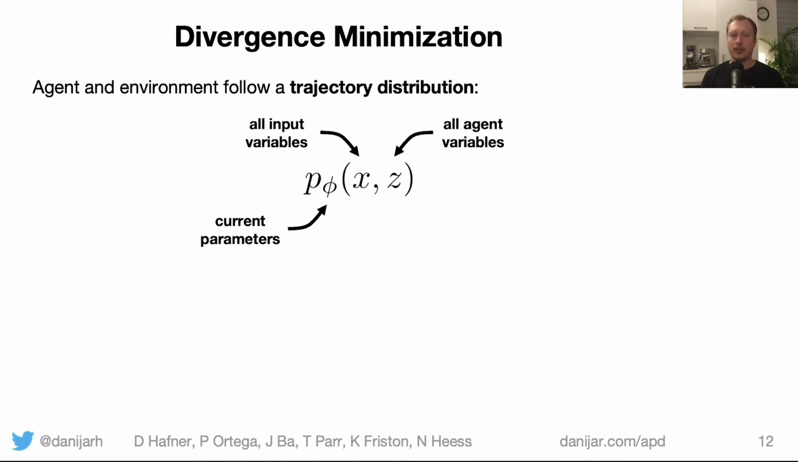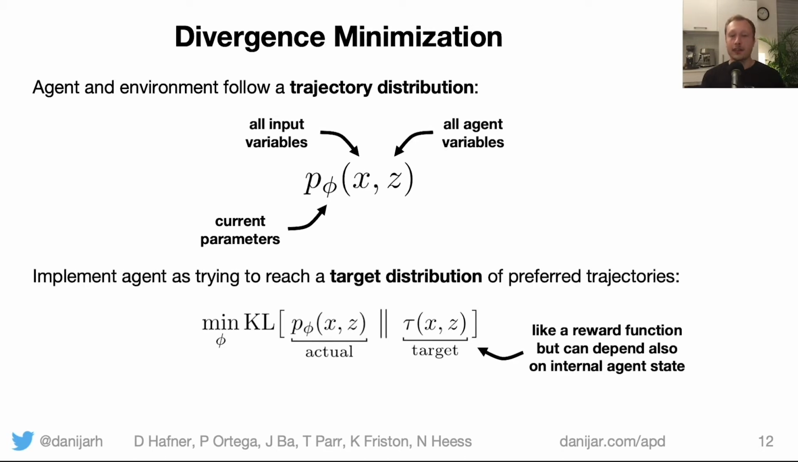In general, we denote the trajectory distribution of an agent as P of x, z, where x is the lifetime trajectory of sensory inputs and z is the set of agent variables, some of which will become observed over time. The trajectory distribution is also parameterized by the current parameter vector phi, which determines how the agent computes its random variables from their inputs. We can now get a better idea of the space of possible agent objectives.